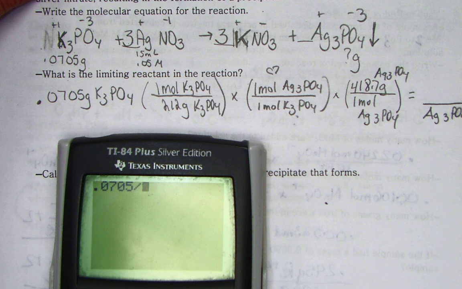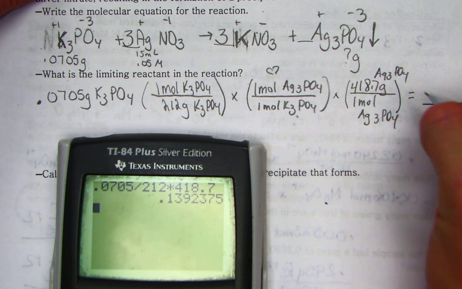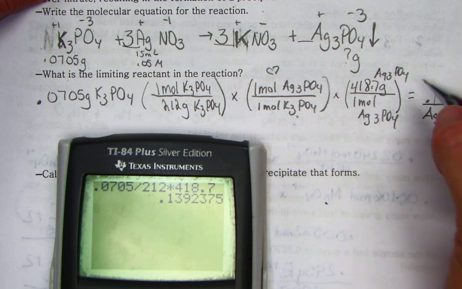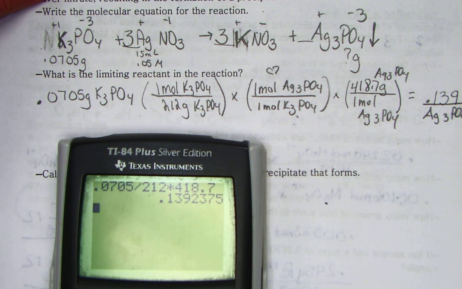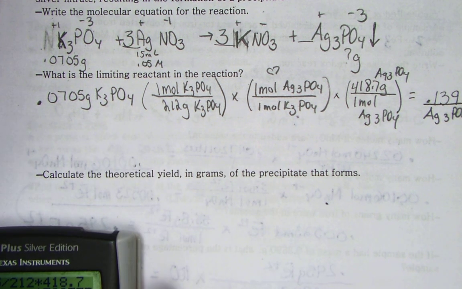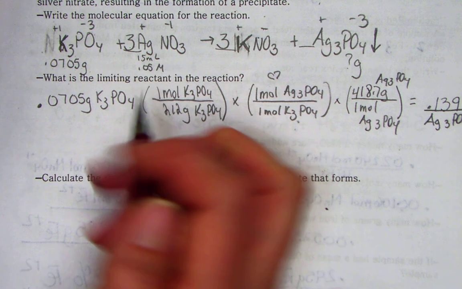0.0705 grams, divide by molar mass, 212, of our given potassium phosphate. We have a 1 over 1 ratio, so I'll multiply by the target, 418.7 grams, the molar mass of silver phosphate. Maximum yield here, 0.139 grams. Let's see what we get from the other reactant, the silver nitrate.